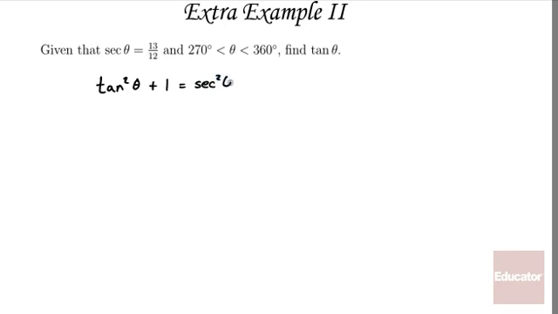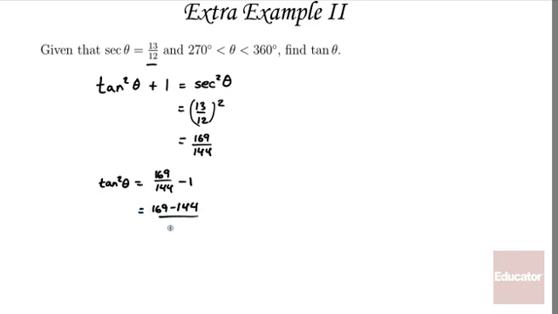So secant squared theta, if we plug in 13/12, that's 13/12 squared, and that's 169 over 144. So tan squared theta, if we subtract 1 from both sides, is 169 over 144 minus 1, which is 169 minus 144 over 144, which is 25 over 144.